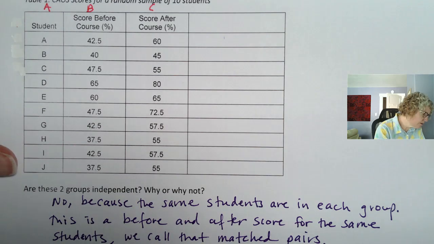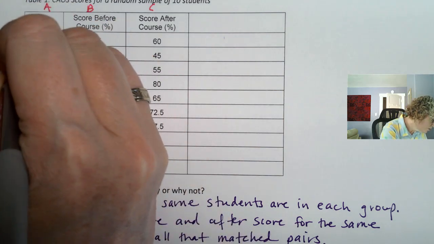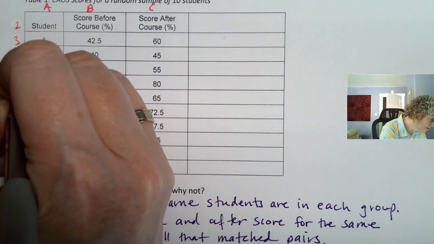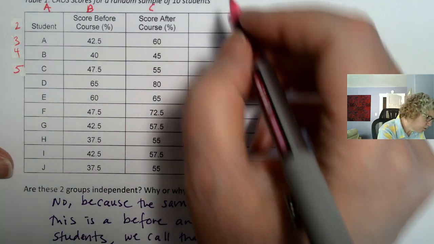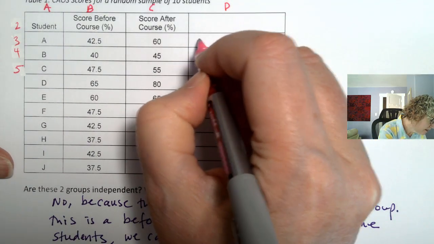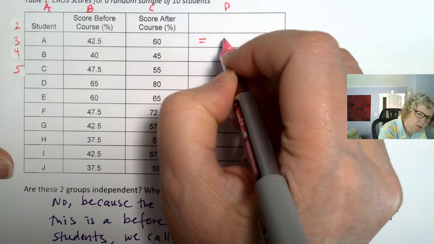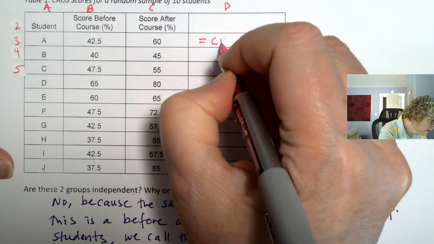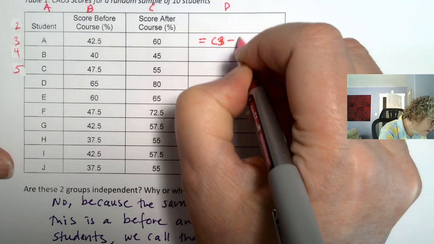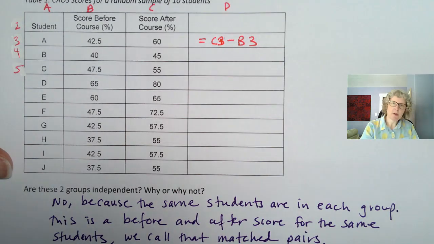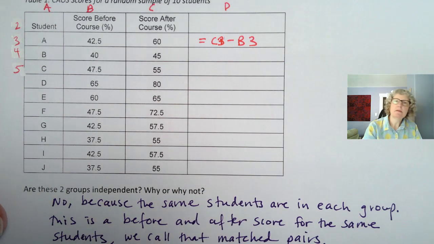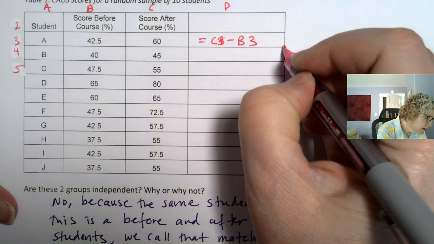Fix that real quick. Okay. 2, 3. Okay, I just want to write the formula, and this would be column D. So in D3, we did equals C3 minus B3, okay?